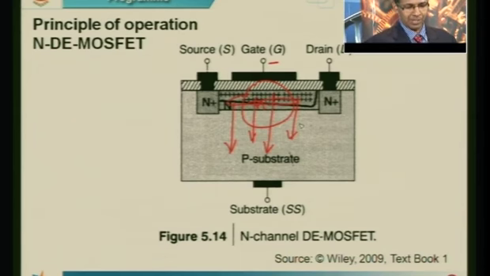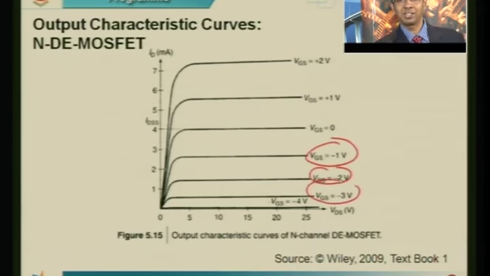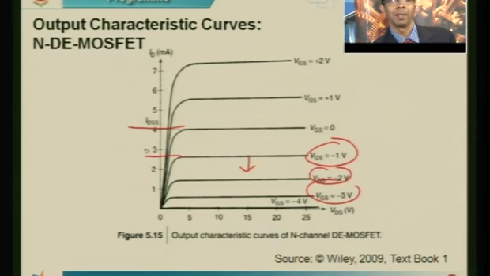Okay, so let's go back to the curve and see how this actually affects it. As you can see here, by applying a negative gate voltage, which is -1, -2, -3, I am now reducing my current. Earlier at VGS equal to 0, the current was 4 milliamperes. Now it is going down to 3, 2, 1 and so on.